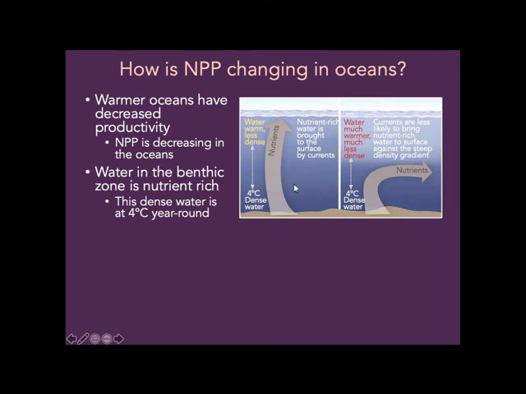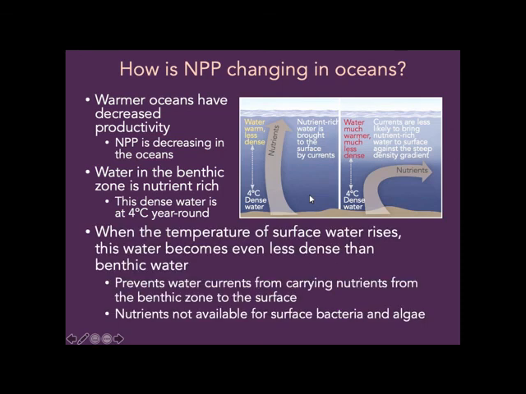So the water in the benthic zone is still nutrient rich, right? This dense water at the bottom of the oceans is 4 degrees Celsius year round. And then the water coming up from the bottom will rise, and so the water is becoming less dense, right? But as I just said, the difference between what the surface temperature used to be compared to what it is now is too big a difference between the surface and the bottom, and so the nutrients can't get all the way back up to the top.